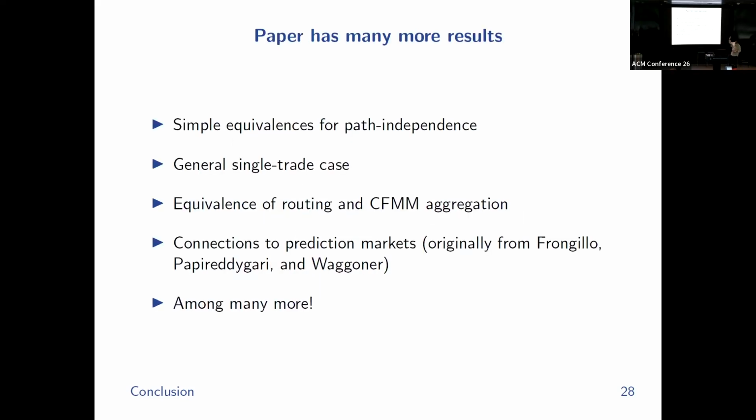Okay, so there's many more results. There's a simple equivalence to path independence. There's a beautiful set of connections to prediction markets, which is originally from Roth, Manisha, and Bo, and I highly recommend you go read their paper and then read our one paragraph version of it. There's many, many more, such as the equivalence of routing and market maker derivation. But yeah, I'll leave you with that.